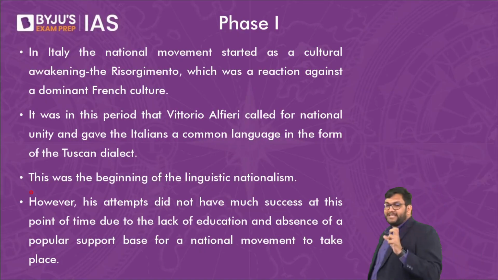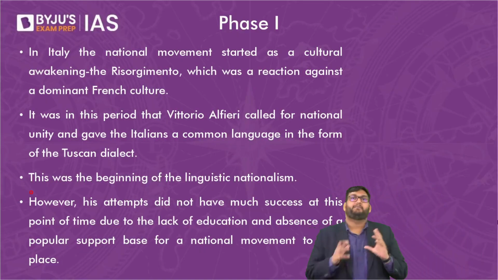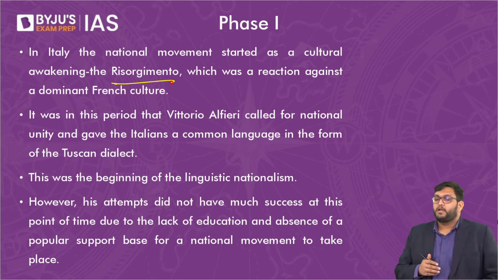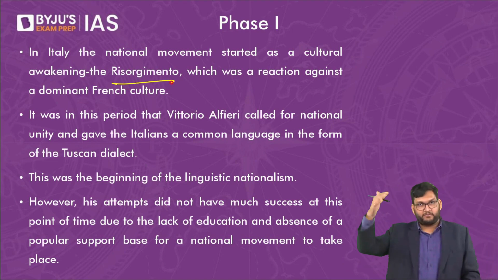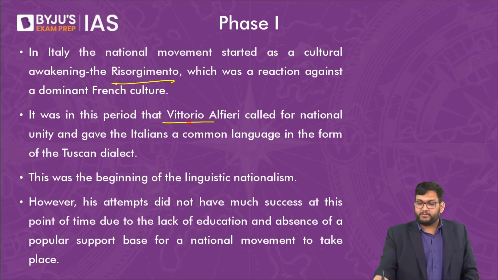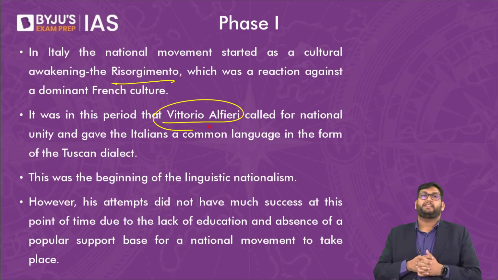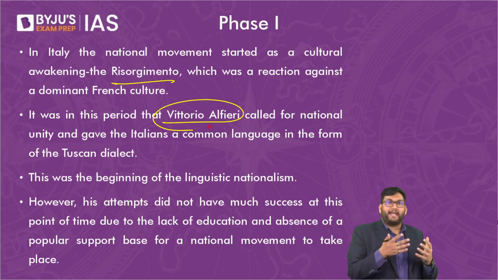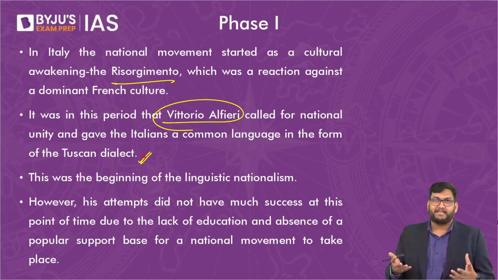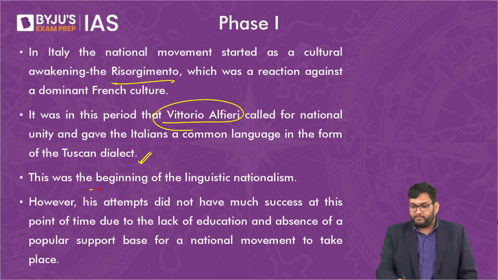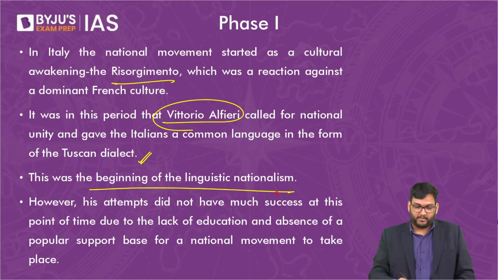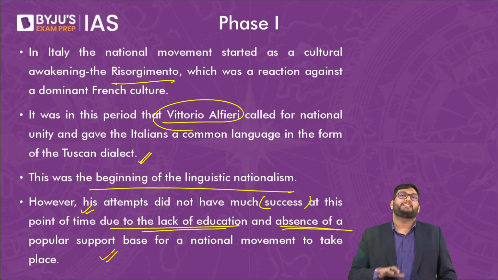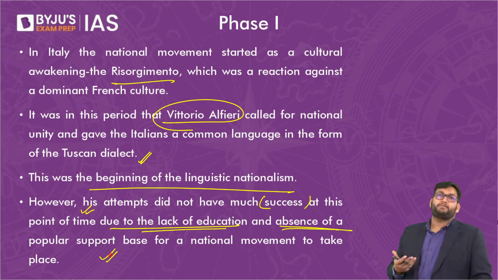In Italy, the national movement started as a cultural awakening, which is called Risorgimento, which was the reaction against dominant French culture, which was coming from the north. At this point of time, a person called Vittorio Alfieri called for national unity and gave the Italians a common language in the form of the Tuscan dialect as the Italian language. From the beginning, it was linguistic nationalism. However, his attempts had no success due to lack of education and absence of popular support in the southern sector itself. So this was the first attempt he tried.